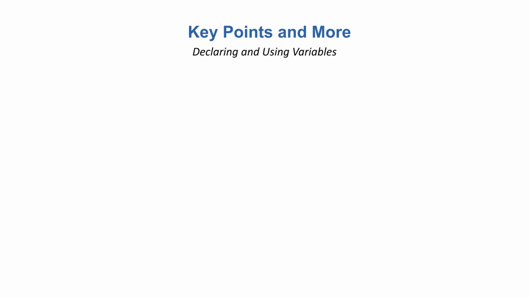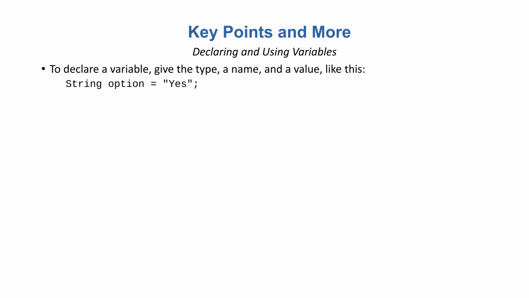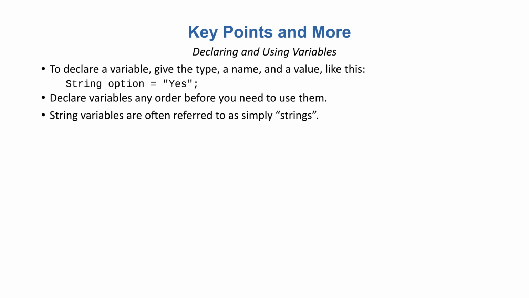Key points and more. Declaring and using variables. To declare a variable, give the type, a name, and a value. For example, to declare a string named option with a value of yes would look like this. Variables can be declared in any order, but they must be declared before they can be used. String variables are often referred to as simply strings. For example, I might instruct you to create a string named greeting. That implies you should create a string variable named greeting.